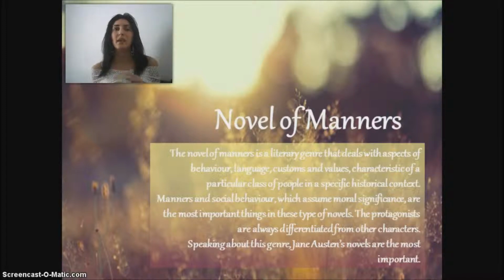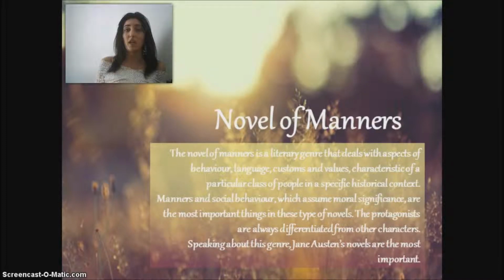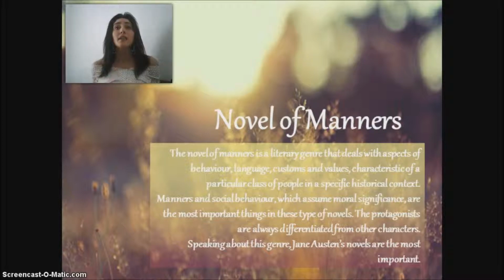Characters are differentiated by how they measure up to the uniform standard or ideal of behavior or fall below it. The novel of manners often shows a conflict between individual aspirations or ideals and the accepted social codes of behavior. There is a tight relationship between manners, social behavior, and character. Physical appearances are not overly emphasized, while manners and social behavior remain the main interests in the novel.